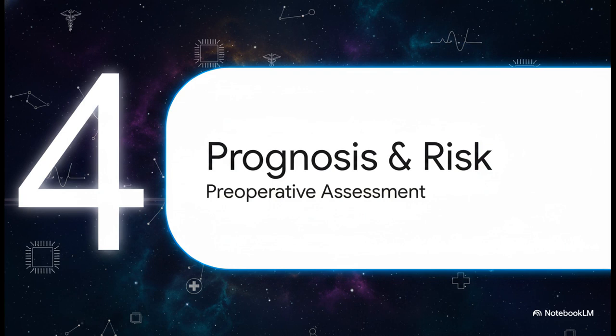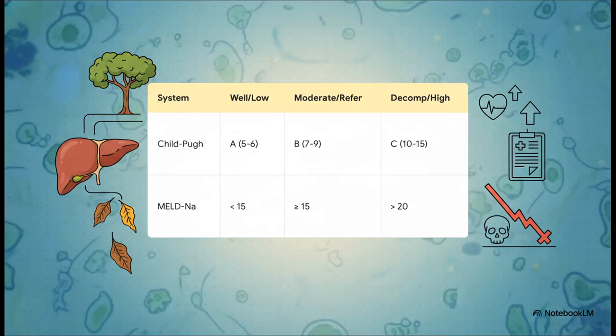Section 4, Prognosis and Surgical Risk. Because every cirrhosis patient being considered for surgery needs a rigorous, objective evaluation. We rely on 2 classic pillars here for severity and prognosis. First, the Child-Pugh class gives us a functional snapshot. Class A is well compensated. Class B indicates significant compromise, and Class C means the patient is decompensated. Alongside that, we use the MELD-NA score, which is absolutely vital for transplant consideration. A MELD-NA of 15 or greater is your definitive trigger for a transplant referral. And remember, a MELD-NA over 20 signals a very high mortality risk.